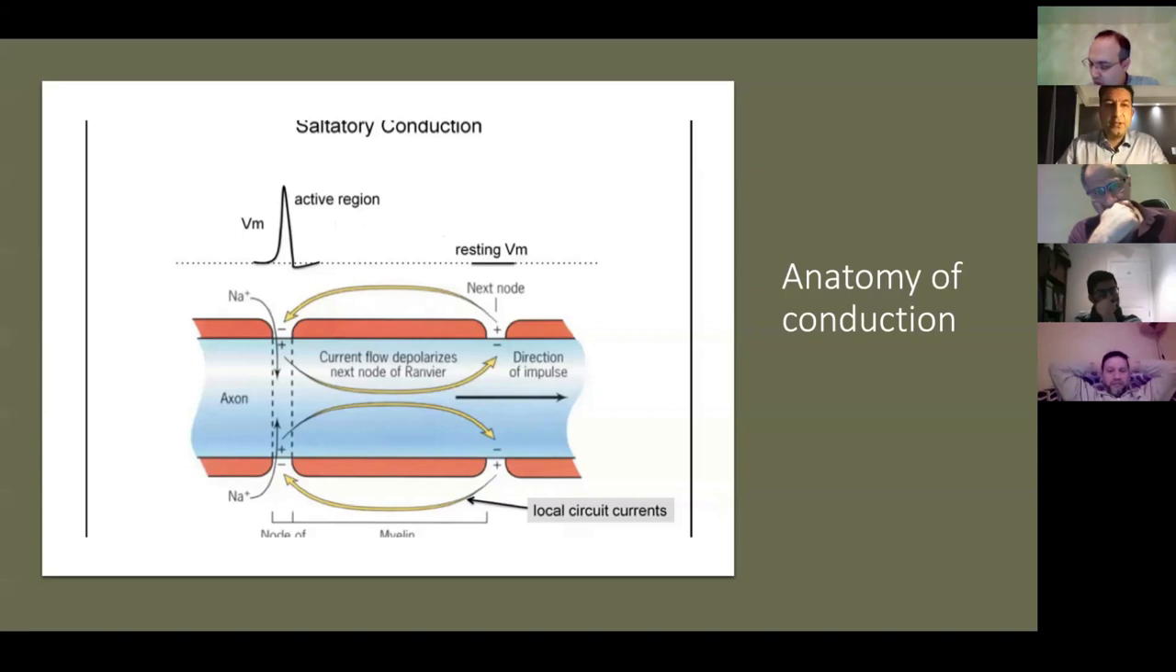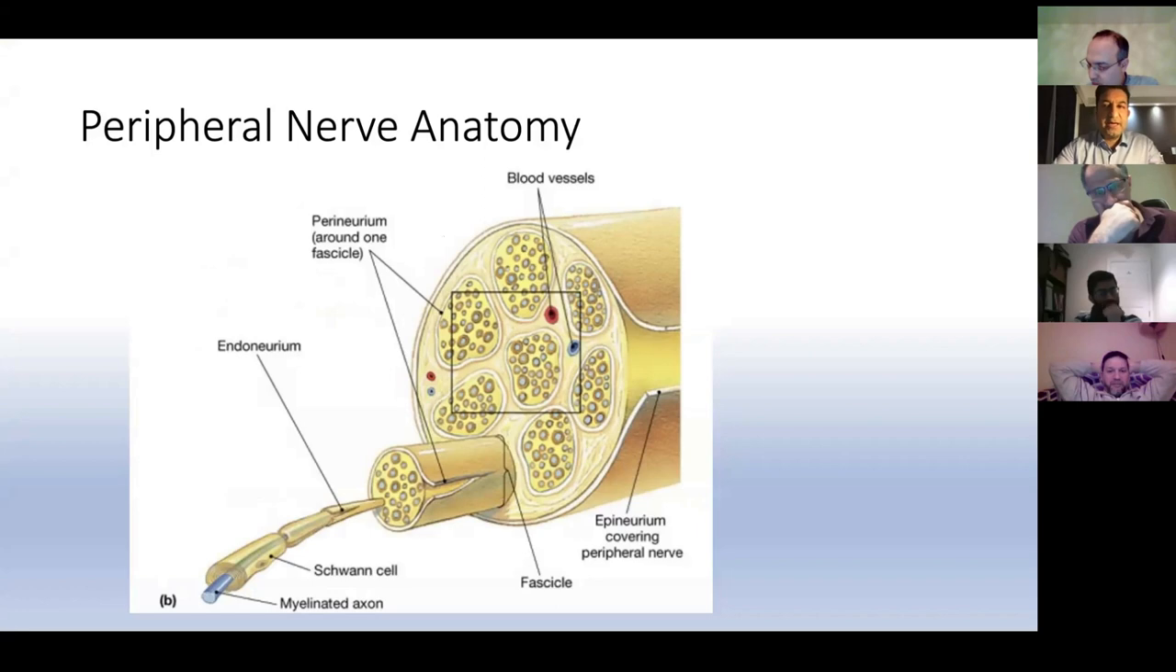So just going back to peripheral nerve anatomy, at a macroscopic level, the nerve is surrounded by a number of coverings which you need to know about. So each axon is surrounded by an endoneurium. These endoneuriums then group together in bundles or fascicles and are surrounded by something called a perineurium. And then lots of these bundles group together to form a nerve trunk, which is surrounded by epineurium. So remember those three buzzwords, endoneurium, perineurium, and epineurium.